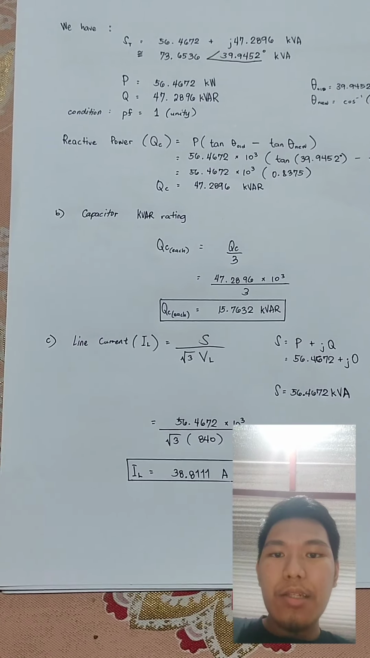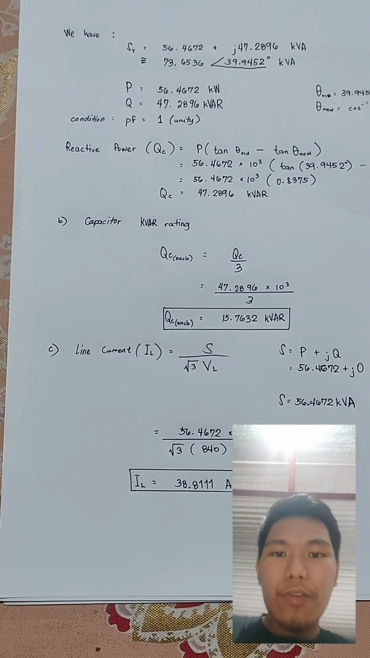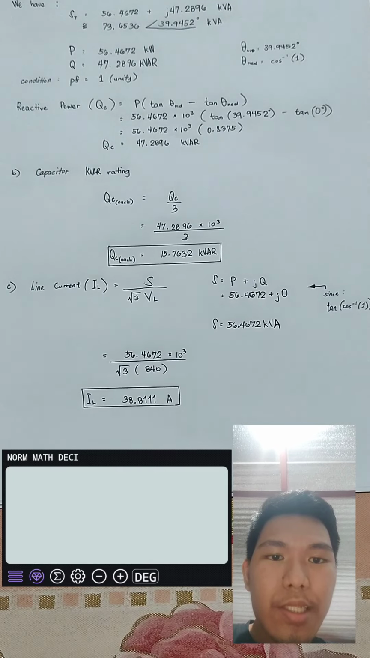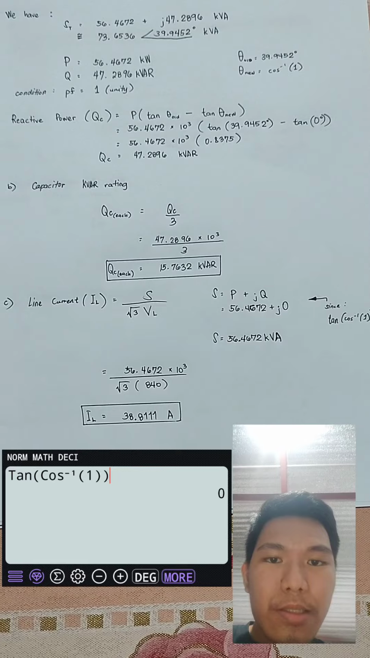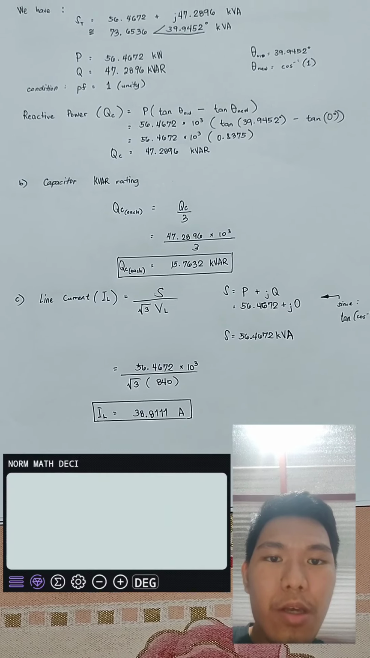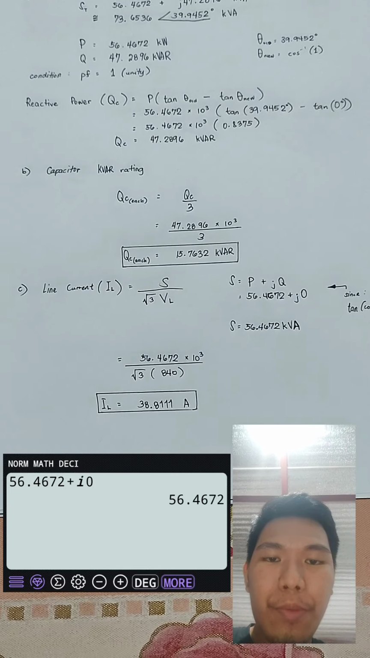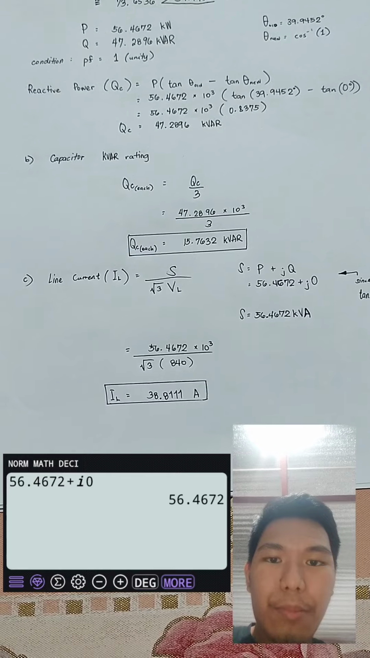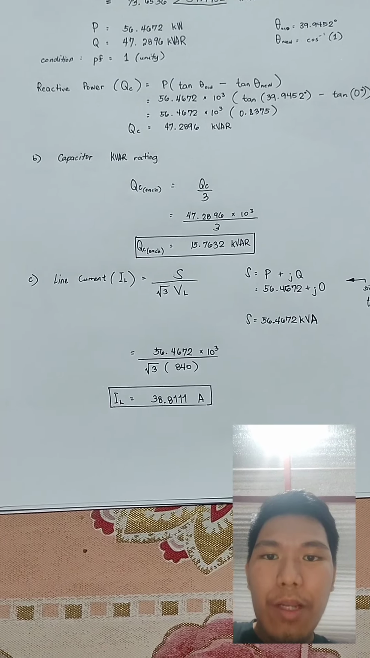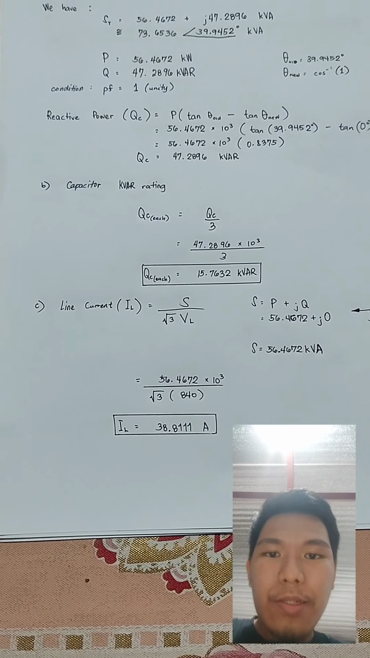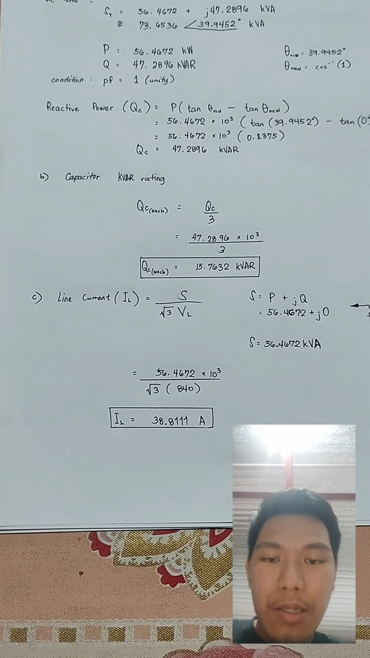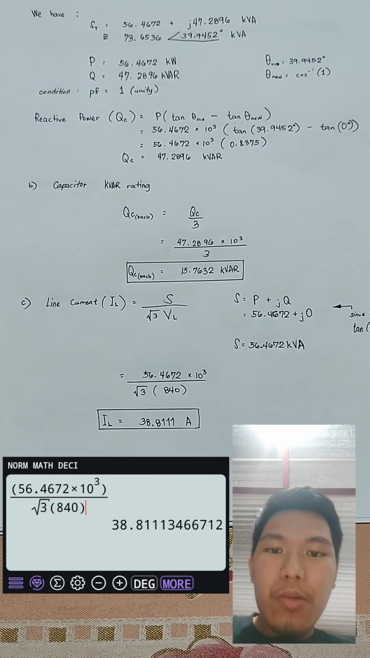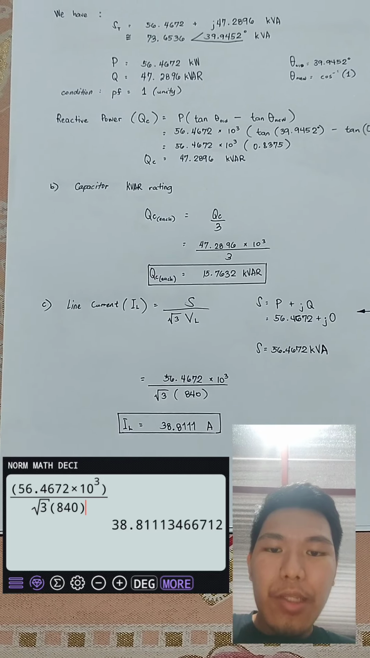Now QC is equal to 15.7632 kVAR. To get the line current, IL equals S over square root of 3 VL. Here we substitute the power factor of 1 in the reactive part, which is tan of cos raised to negative 1 of 1. Now our S equals P plus jQ, which is equal to 56.4672 plus j0. Our S, or the complex power, is equal to 56.4672 kilovolt ampere. We will substitute it to our formula for getting the line current: S over square root of 3 times VL, 56.4672 times 10 raised to 3 over square root of 3 times 840. We will get the line current of 38.8111 ampere.